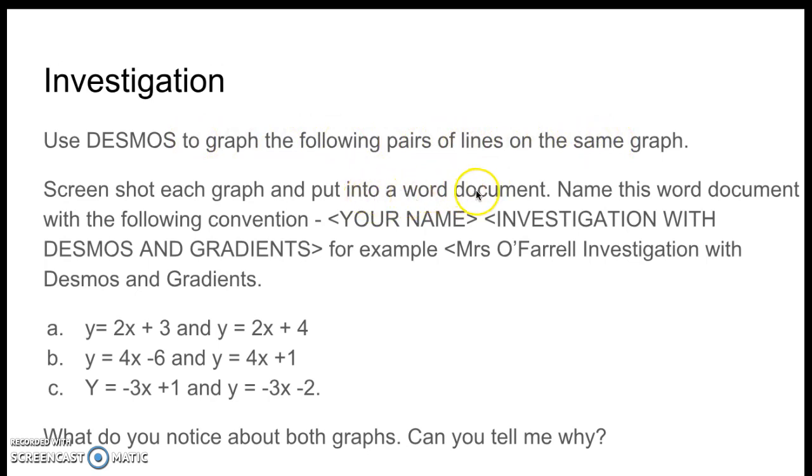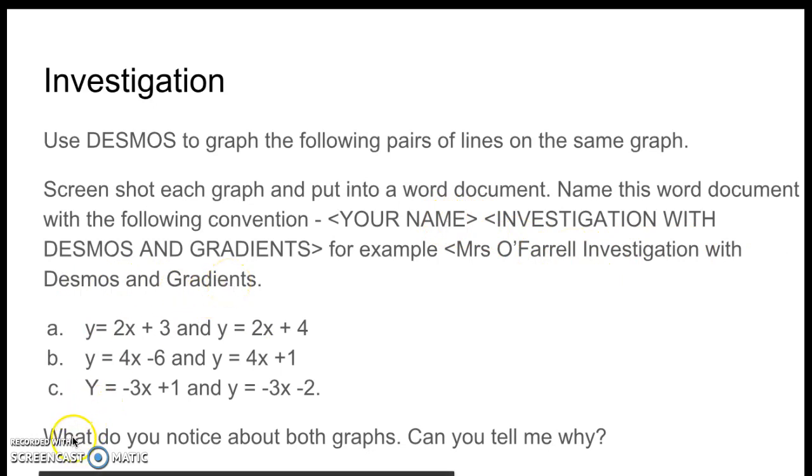Screenshot each graph and put it into a Word document. We're all going to name this Word document with the following convention. Meaning a convention is just the same way. Your name, and then investigation with Desmos and gradients. That would be, for example, Mrs. O'Farrell, that is my name, like yours, investigation with Desmos and gradients.